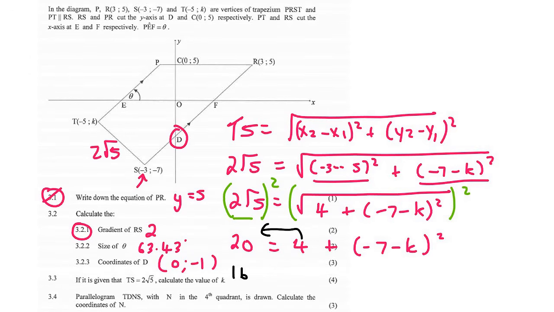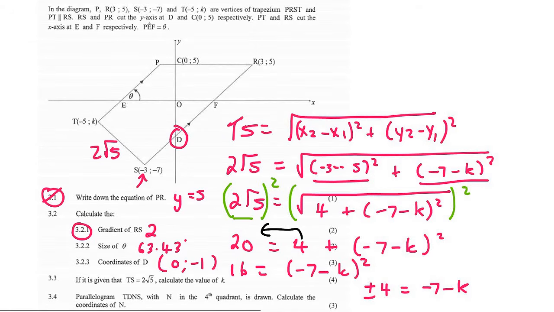Why am I writing in a different color now? Sorry about that. And that's going to give us 16 equals -7 minus k squared. I then take the square root on both sides, and so that's going to give me plus minus 4. You don't have to do it this way. As I said, you can multiply everything out. A lot of students prefer to do that method. And then on the right hand side, you're just going to be left with minus 7 minus k. You see, because what I did is I took the square root on both sides.